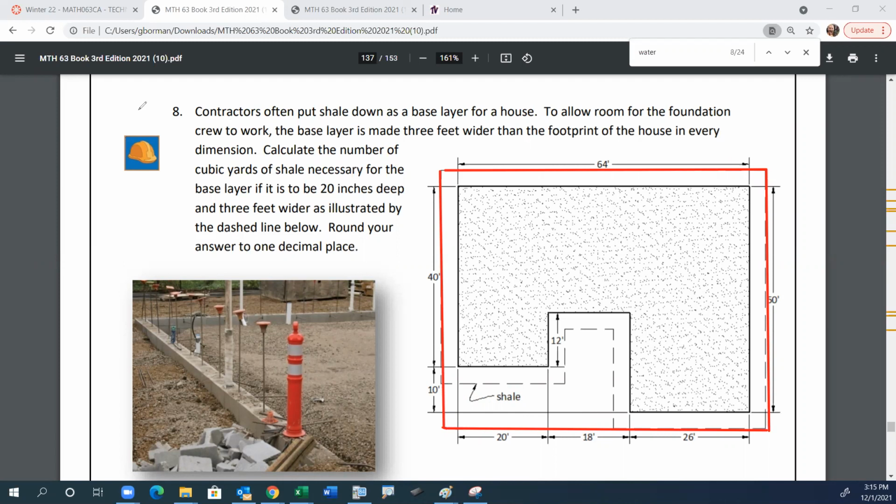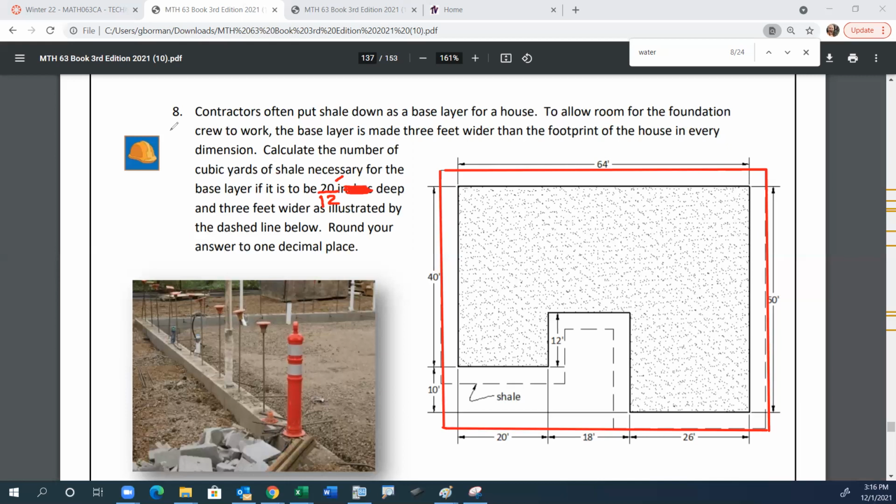So it does say footprint dimension. Calculate the number of cubic yards of shale, and it's going to be 20 inches deep. Now, everything in the diagram is in feet, so let's make this 20 inches feet. We just divide by 12, and now it's feet. So 20/12 feet deep. Boom. So we got that.